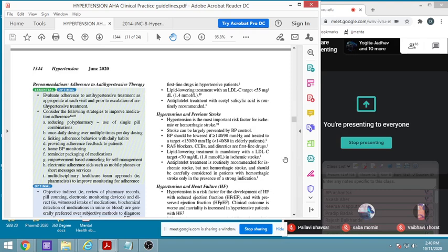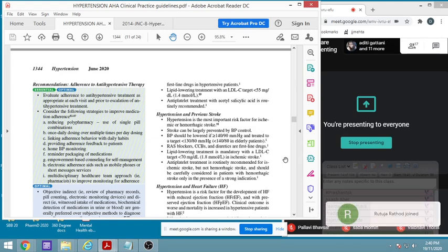Adherence means sticking to that particular treatment. There are many things in adherence. What is adherence? Suppose the doctor has prescribed a 20 milligram tablet: one in the morning, one in the afternoon, and one in the evening. When it is 3 tablets per day, why are these 3 tablets prescribed?